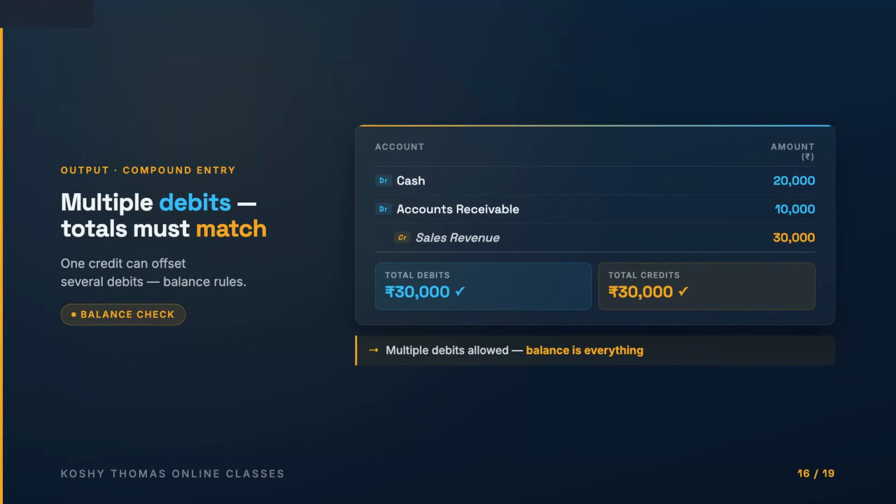Here's the compound entry written out. Debit cash 20,000 Indian rupees. Debit accounts receivable 10,000 Indian rupees. Credit sales revenue 30,000 Indian rupees. Total debits 30,000 Indian rupees. Total credits 30,000 Indian rupees. Perfectly balanced. Multiple debits are allowed. Multiple credits are allowed. The only thing that's not allowed, an imbalanced entry. If your totals don't match, go back and find the error.